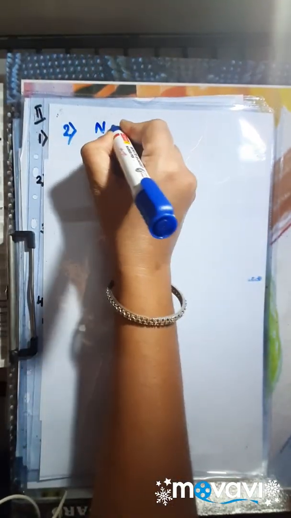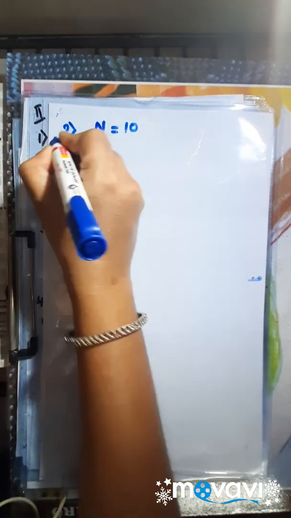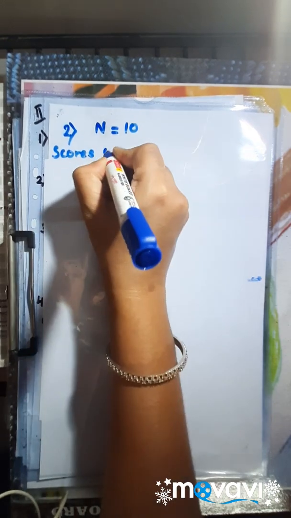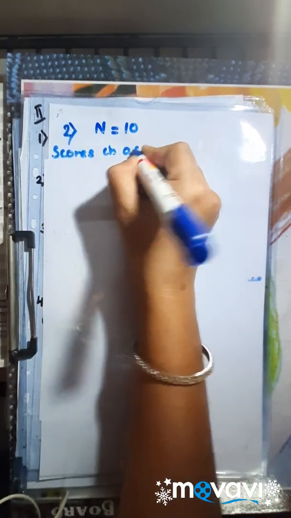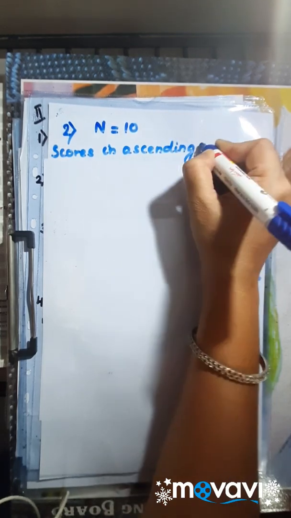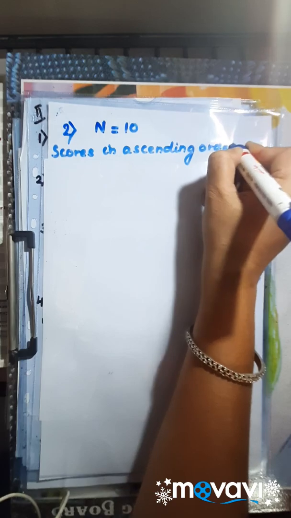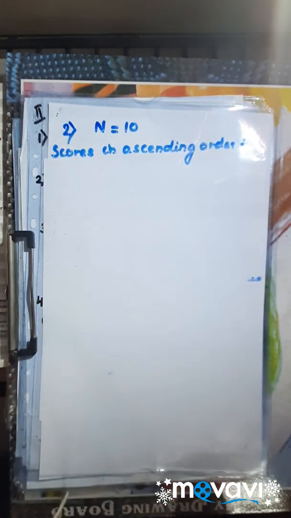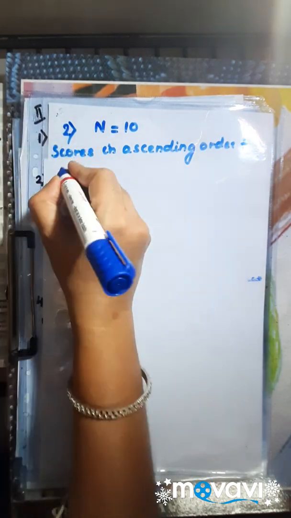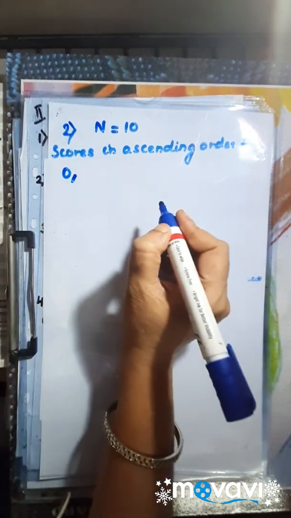Now, what is the second question? They are saying that a hockey player has scored the following number of goals in 10 matches. So once again, n is equal to 10. Now, I always will arrange the scores in ascending order. So, you will write 0. 0 has to be written because it is a score.